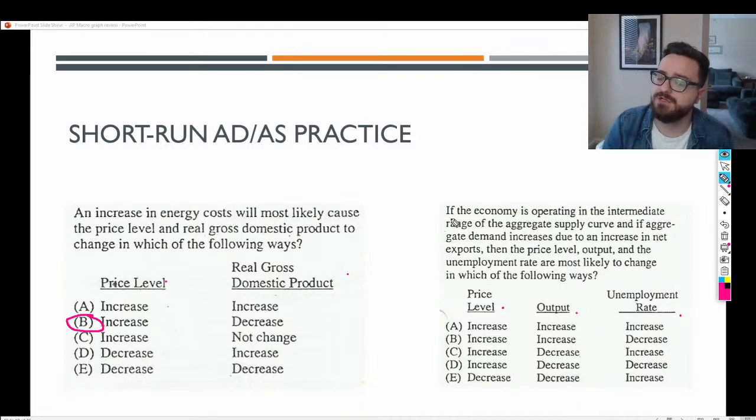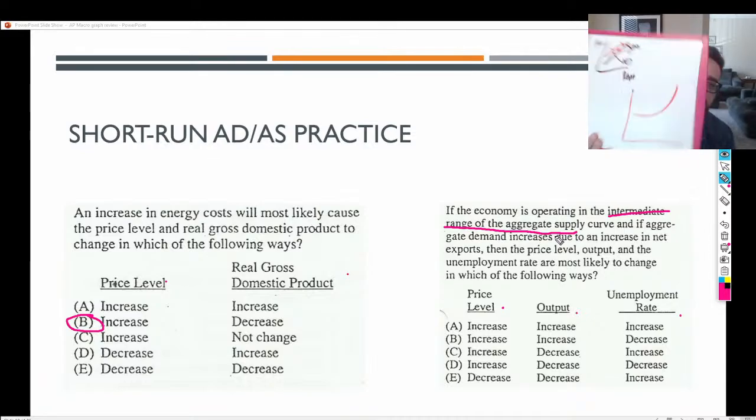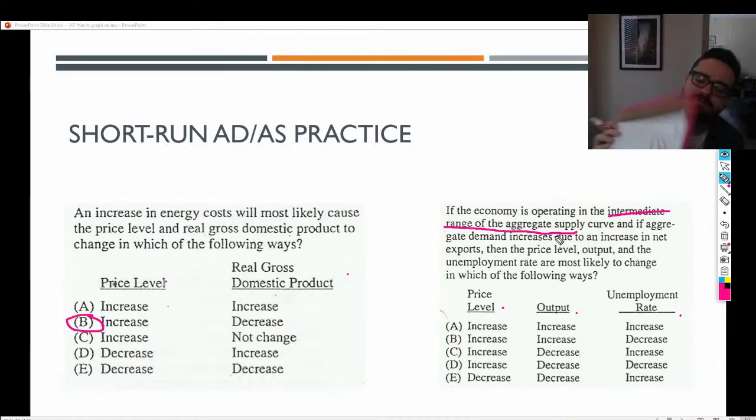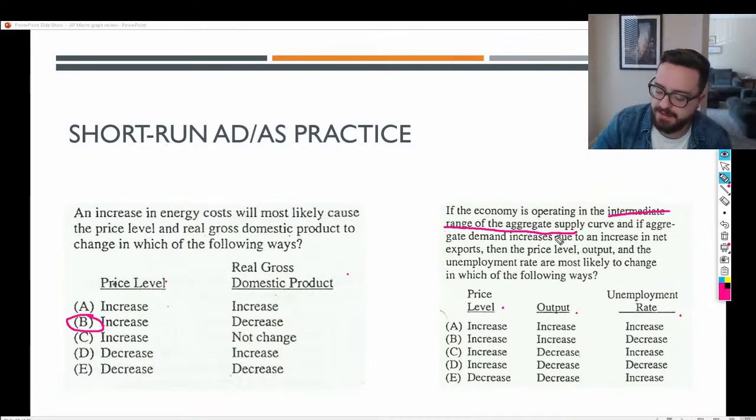It's an old question. You can tell because I had to just print screen it off as opposed to just copy pasting it from AP Classroom. If the economy is operating in the intermediate range of the aggregate supply curve, don't sweat this, but if you take advanced economics classes, you'll find the aggregate supply curve tends to look more like this. It doesn't mean anything here, because the intermediate range would just be the upward sloping part, which is what we deal with. So if we're on our normal aggregate supply and demand curve, if aggregate demand increases, what happens to price level, output, and unemployment rate?